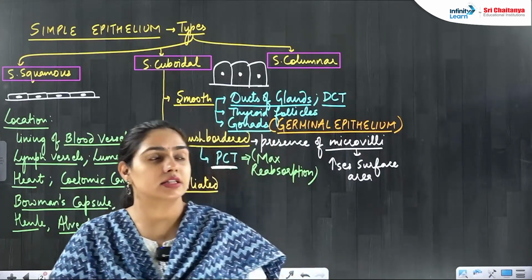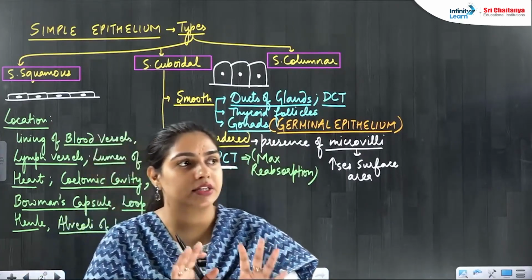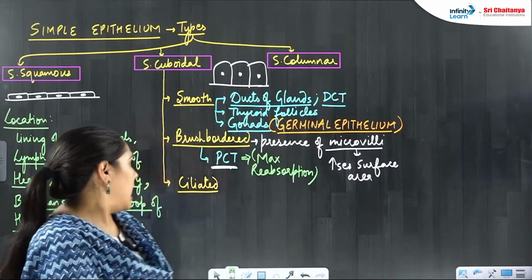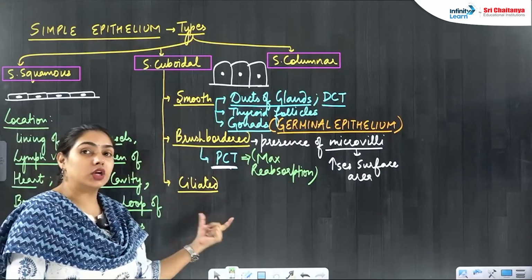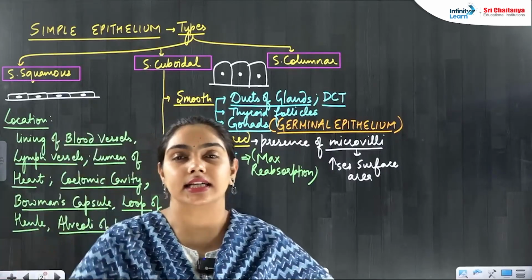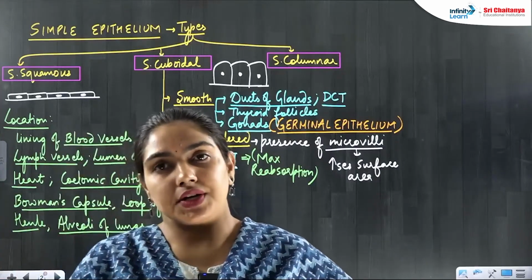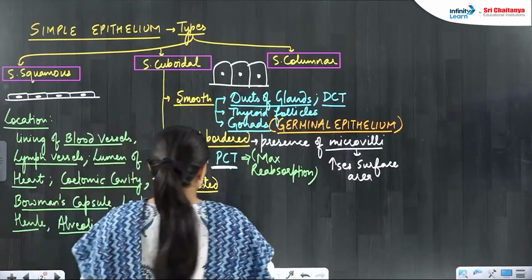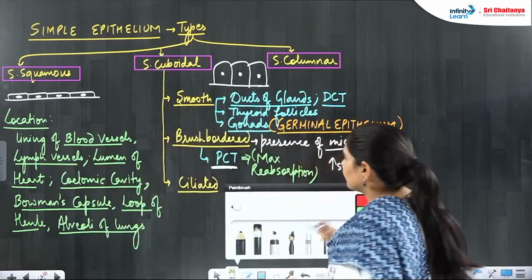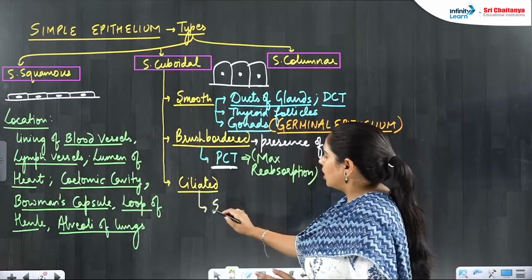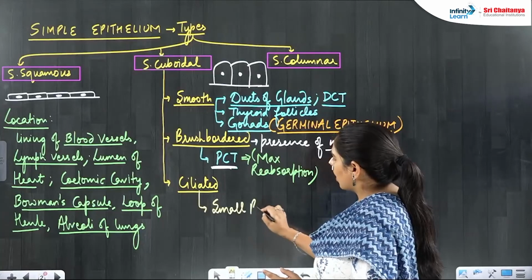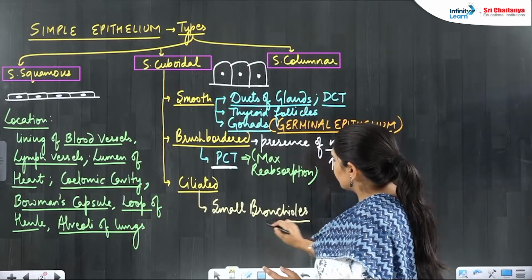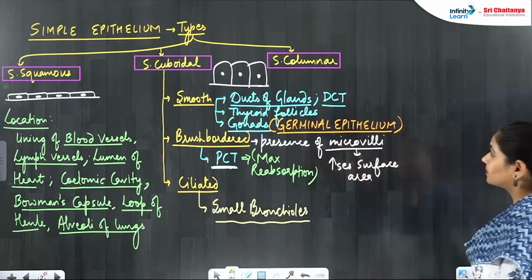Okay, we will come to the small intestine. Wait. Okay, we will come to the small intestine. Now, coming to the ciliated cuboidal. Cuboidal ciliated. In your respiratory tract, there are bronchioles. If you say bronchioles, you will find ciliated epithelium in the small bronchioles.